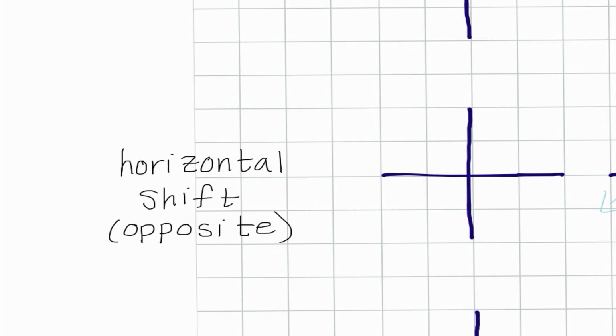Okay, so far we've seen a vertical shift is when we add a number to the function. A horizontal shift happens when we have a number inside the function and we move in the opposite direction.